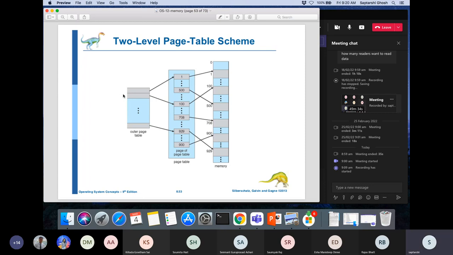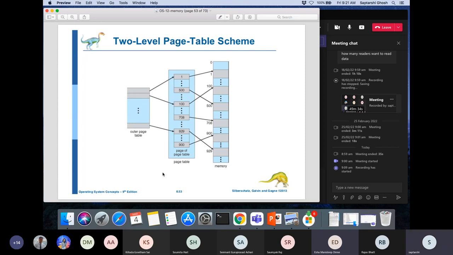Okay, let me repeat. This outer page table is contiguous, and each entry here stores the starting address of each page of the page table. So this entry stores the starting address of the first page of the main page table. This entry of the outer page table, the second entry, stores the starting address of the second page of the main page table, and so on.